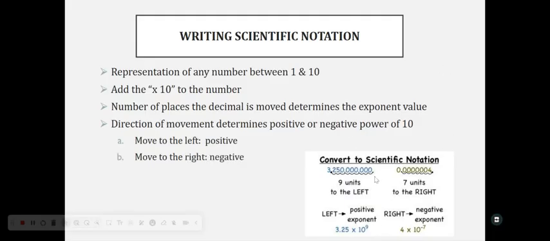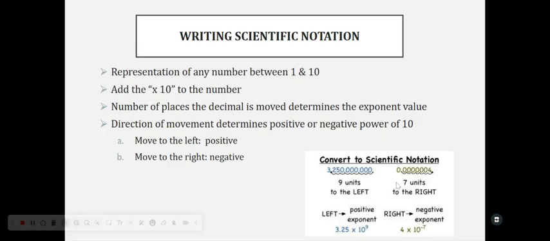If you look at my box here in this little graphic, you see a number like 3250 and then another 6 zeros. Take the decimal from the end, move it all the way behind the first whole number digit. It turns out to be 9 spaces. We had to move it to the left. Therefore, the number ends up being 3.25 times 10 to the 9th. Notice moving to the left is a positive exponent.